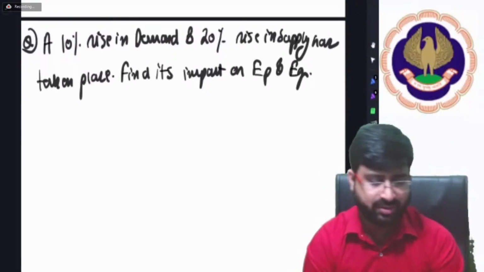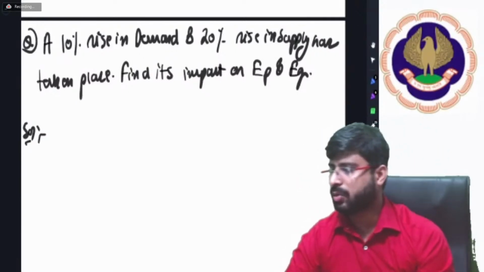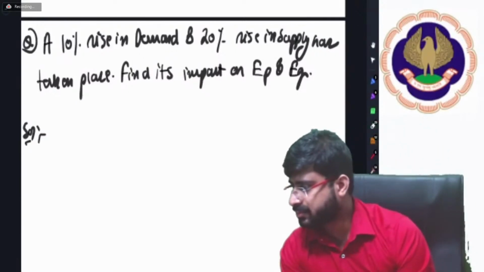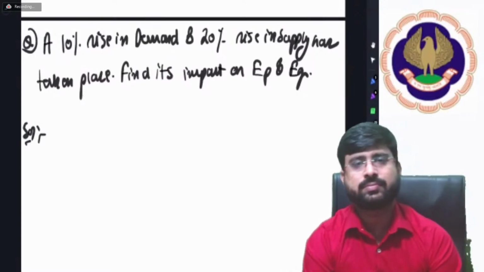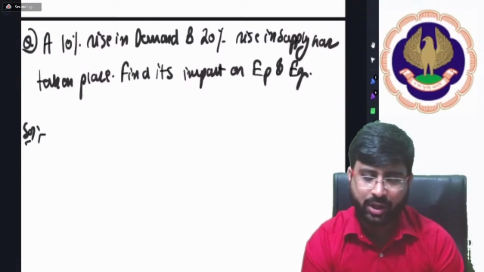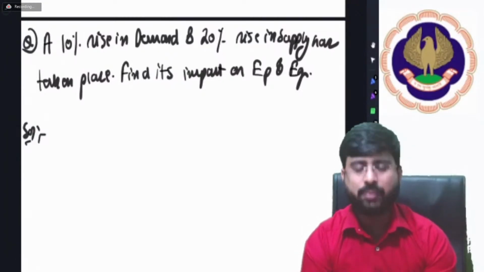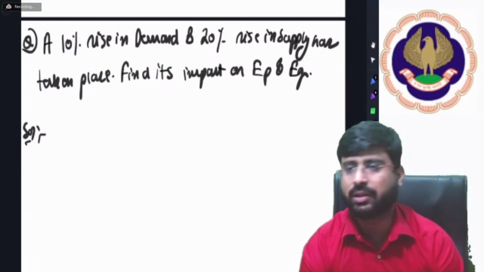Come on, friends, answer me this question. A 10% rise in demand and a 20% rise in supply has taken place. Find its impact on equilibrium price and equilibrium quantity. Come on.